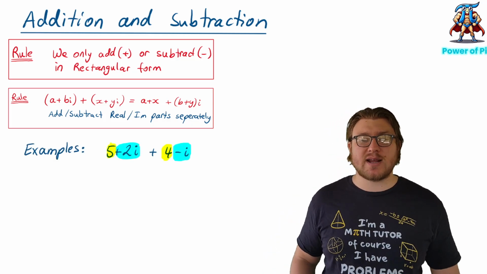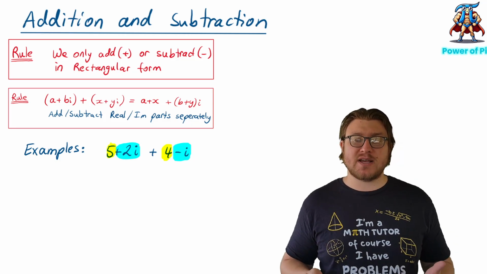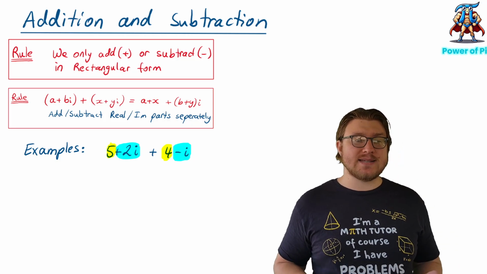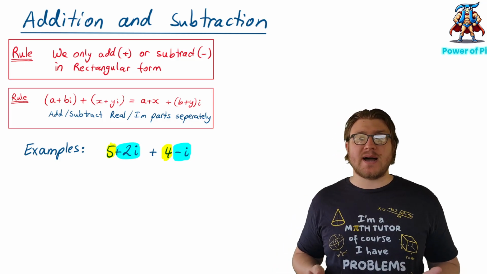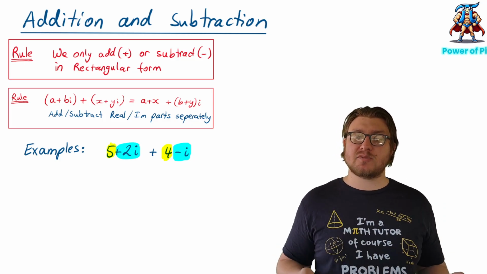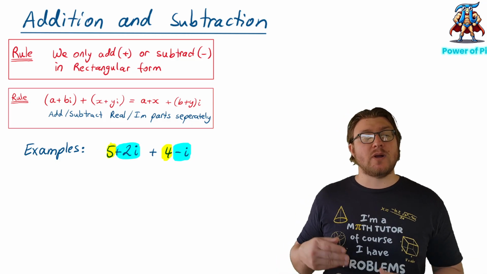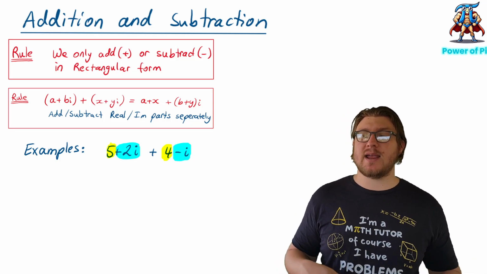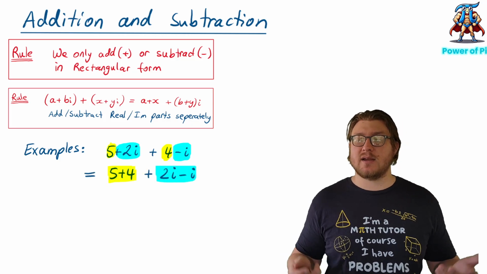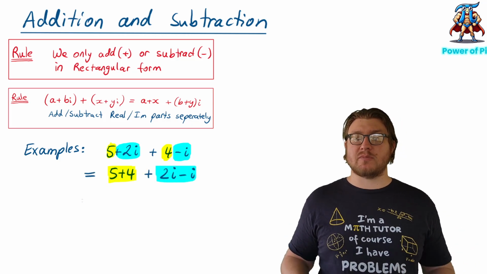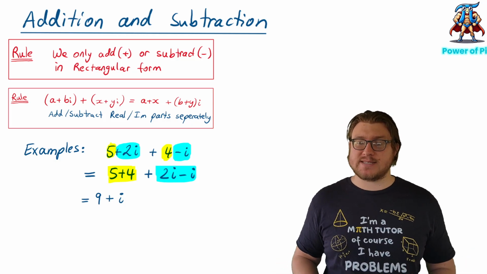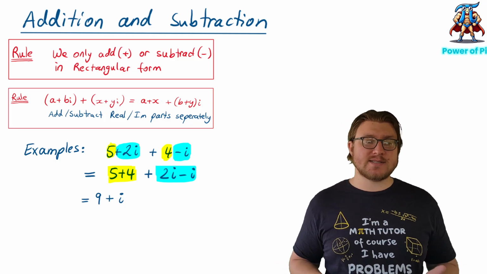So let's have a look at a couple of examples. 5 plus 2i plus 4 minus i. Here the real parts are 5 and 4. Adding them together we get 9. We have 2i and minus i. Together we get 1i. So we're just going to put them together and we get 9 plus i. That doesn't seem too hard.